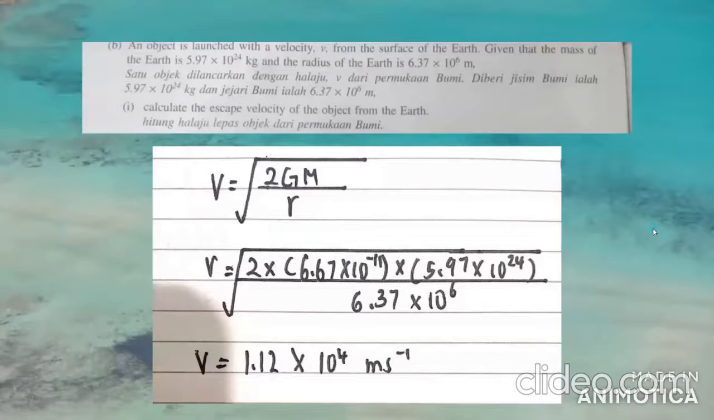Second extra question. An object is launched with a velocity v from the surface of the Earth. Given that the mass of the Earth is 5.97 times 10 to the power of 24 kilograms and the radius of the Earth is 6.37 times 10 to the power of 6 meters, calculate the escape velocity of the object from the Earth. Once again, we're going to use the formula v equals square root of 2GM over r. We will get the answer v equals 1.12 times 10 to the power of 4 meters per second.